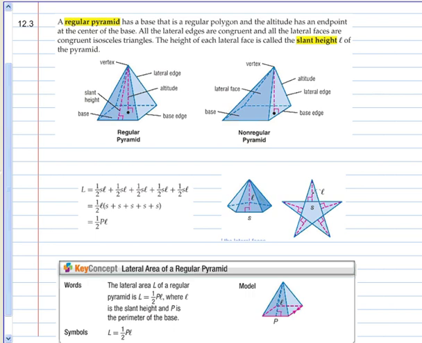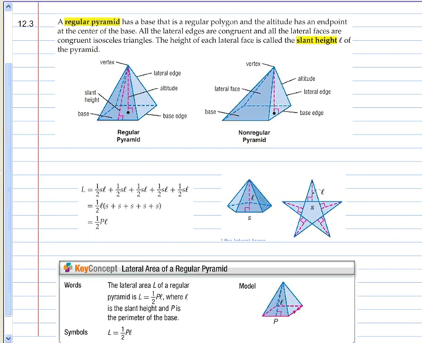Try again here. It's chapter 12, section 3. Regular pyramids have regular bases. You'll get the condensed version, the Cliff Notes version. They have regular bases, and they have one vertex, the point of that pyramid. Their height is the altitude that goes perpendicular to the base.